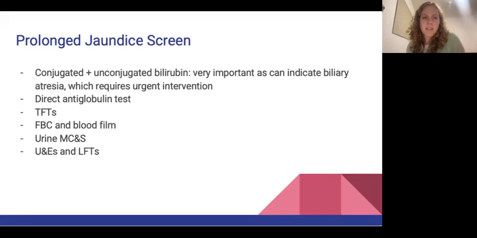These are the blood tests that you want to consider doing for someone with prolonged jaundice. The direct antiglobulin test is for ABO compatibility, TFTs to look for hypothyroidism, the blood film and the full blood count for hemoglobinopathies, urine MCS for infection, and again UNE and LFTs also for infection and possibly biliary atresia.